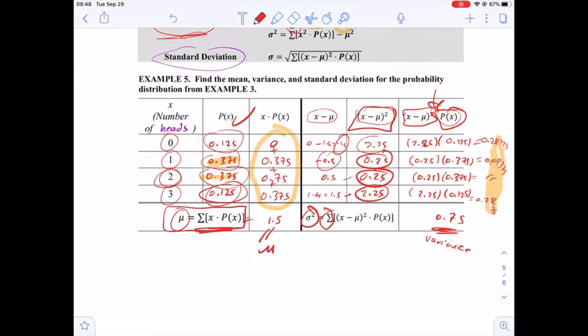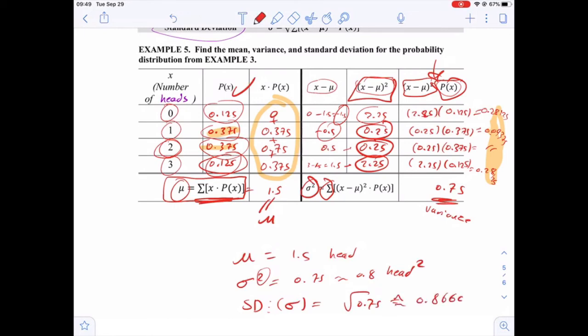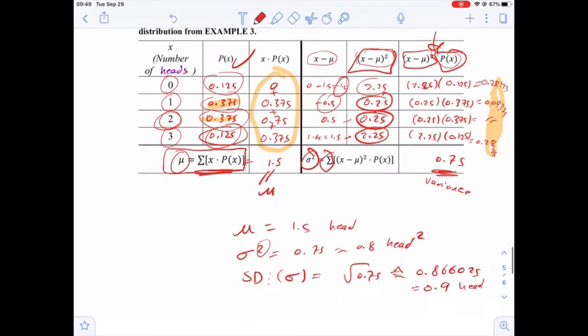If we want to find the standard deviation, we just take the square root of that. So we have mu, the mean, is 1.5 hits, and we have variance, sigma squared, 0.75 hits squared, or we can round it to the next digit. We get 0.8 hit squared because we have a square here. And standard deviation, or just sigma, is the square root of 0.75, and that is approximately 0.866025, which can be rounded into 0.9 hit.